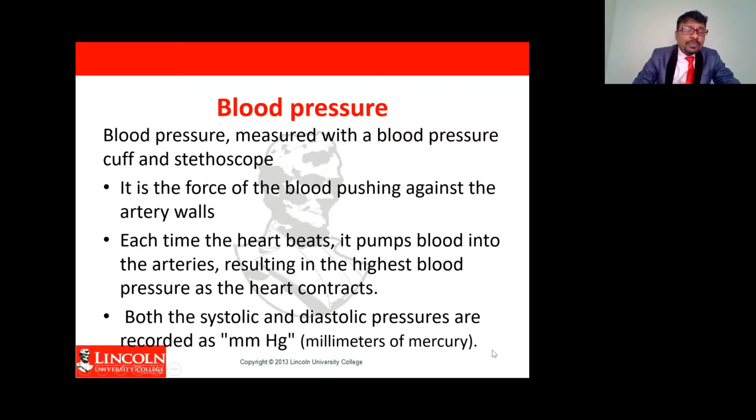The blood pressure has two stages. That means we have to measure two types. The first one is systolic pressure and the other is diastolic pressure.